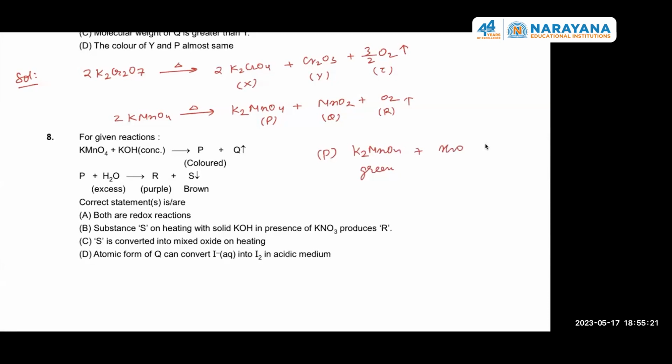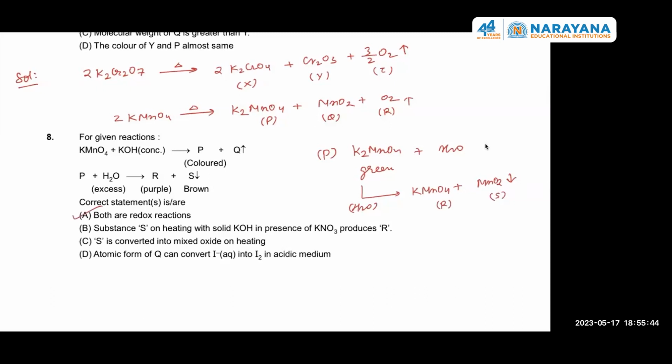Now, P in excess of water is converting again into KMnO4, and because it is less stable, MnO2, brown. So R and S are these two, right? So both are redox reactions. This statement is correct.